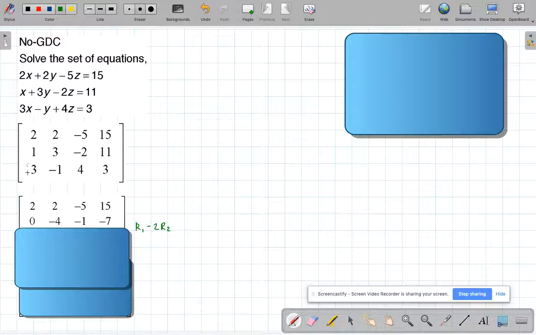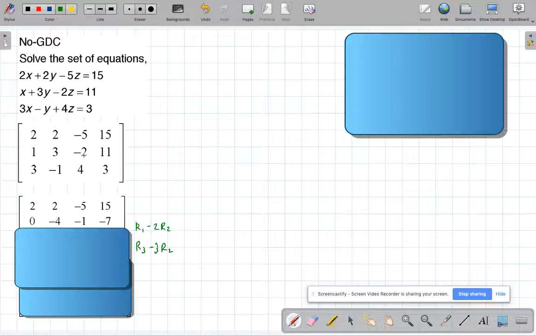Now the final row, I want this to be 0. So I'm going to take the third row, R3. This is non-calculator, so I'm going to take away 3 of those. So 3 lots of row 2, and that will get the x coming out as 0. 3 take away 3. Minus 1, take away 3 lots of this 3, minus 10.